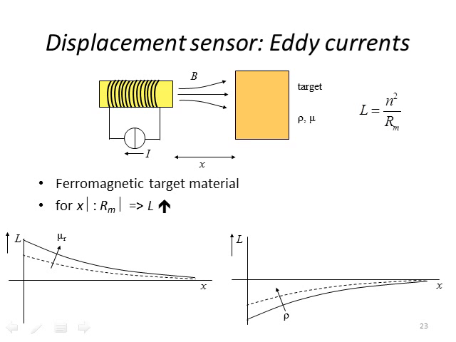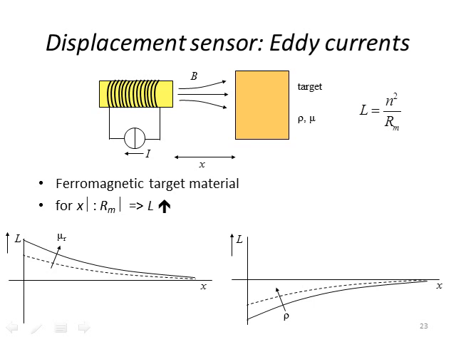Now the other thing is that if we put a target that has a ferromagnetic material, where typically the conductivity is not as high, but the permeability is larger, then as x decreases, the reluctance of the magnetic circuit is going to decrease, and then the flux linkage will increase, and if the flux linkage increases, then our signal increases. So this is really how we want to optimize this sensor, by using a ferromagnetic material. And then we have some sensitivity curves located on the bottom.